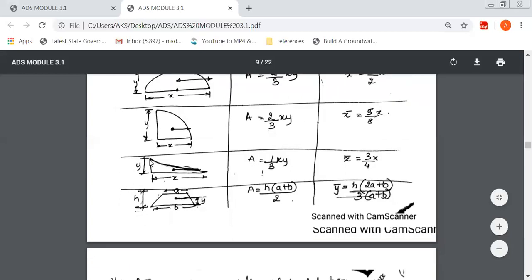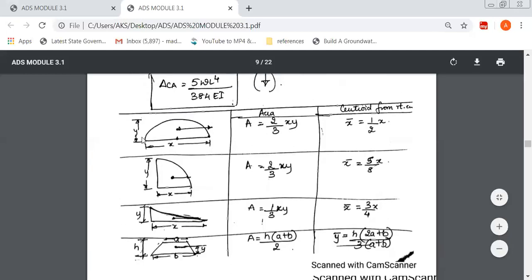Then similarly, if you want to find a cubic parabola, the area of a cubic parabola is 1/3 of x into y. You can see here this curve is inward like this, so that's why it is 1/3. If it is outward like this, then it is 2/3. So the area is 1/3 of x into y. If you measure from the right end, the centroid is 3/4 of x.